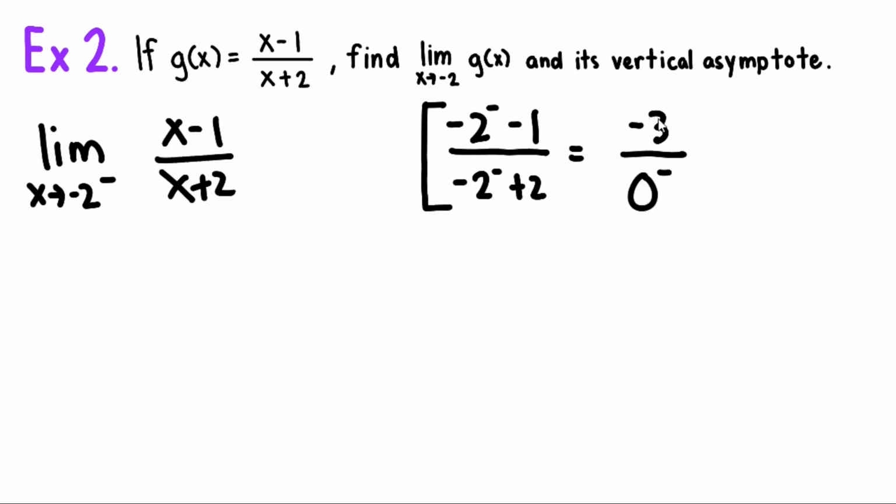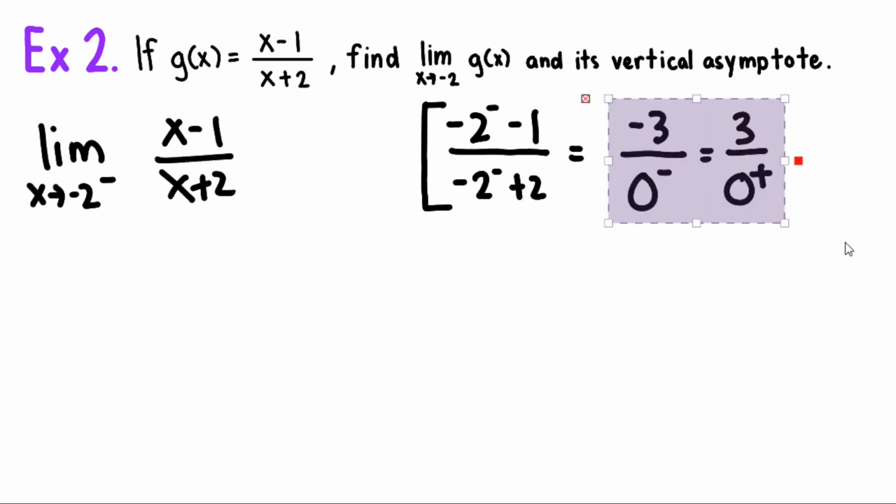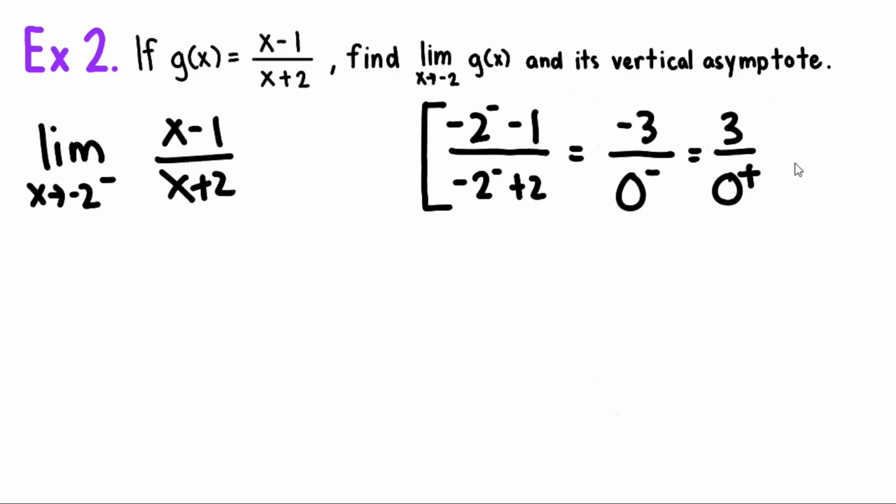Since these two are negative, we can cancel the negative signs to obtain 3 over 0 from the right, or positive values close to 0. This means that since we are of the form constant over 0, with a positive, this approaches positive infinity.